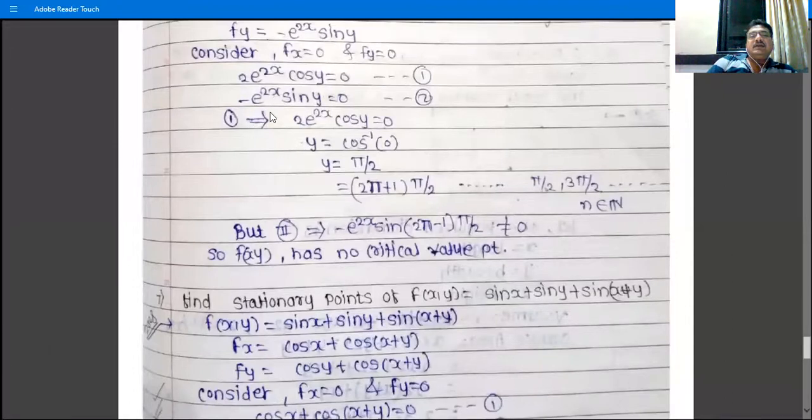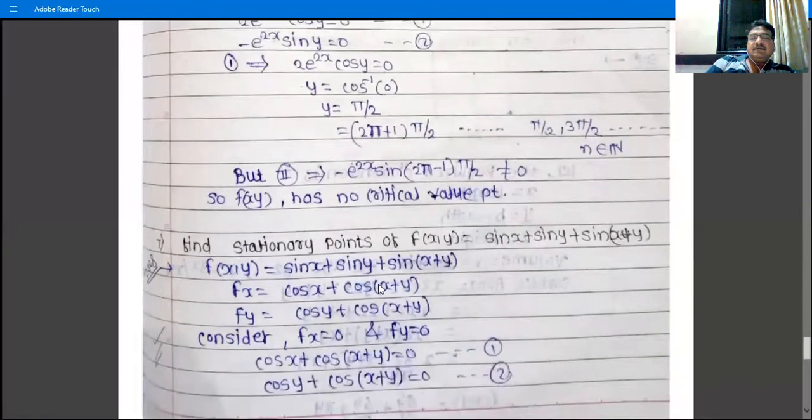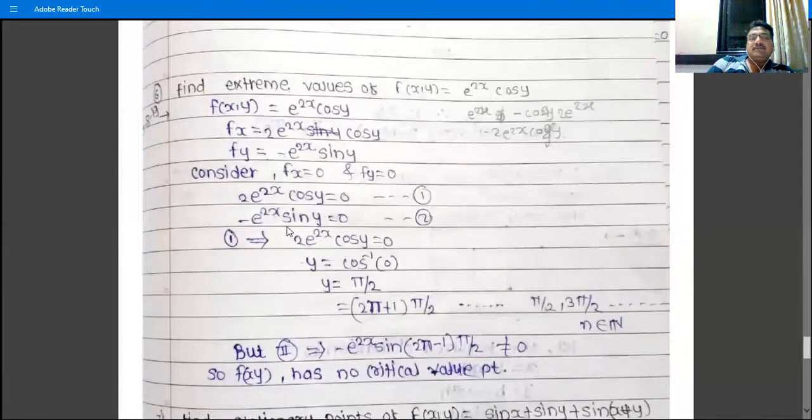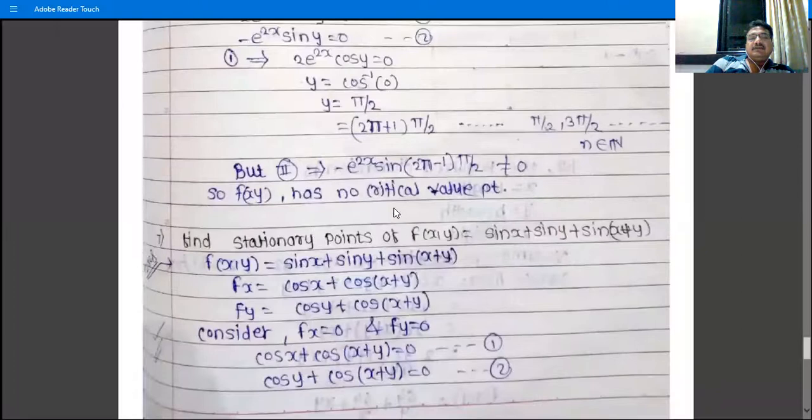Then what is x? We cannot find x, because e raised to 2x is always not equal to 0. e raised to theta is always not equal to 0 for all theta, and therefore we do not have the value of x, and therefore this function has no critical point.